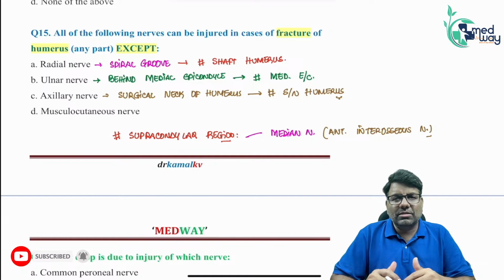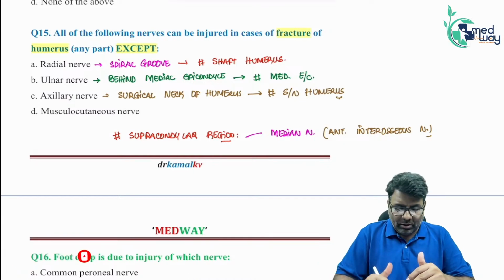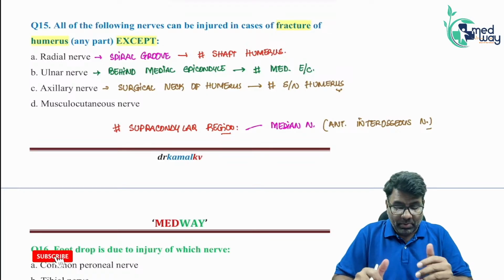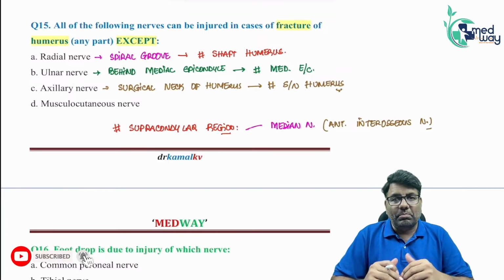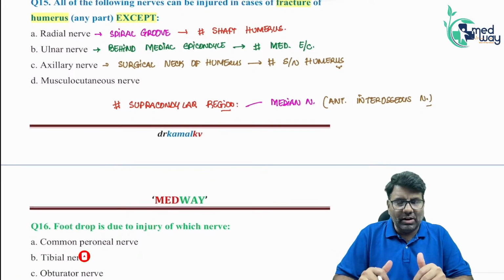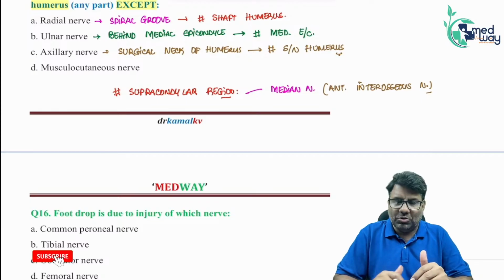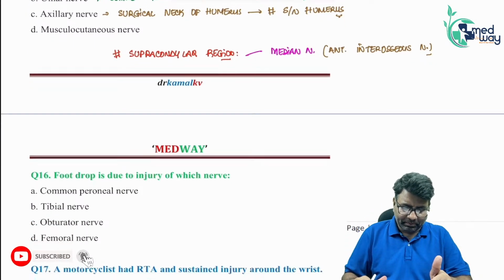So as far as the humerus is concerned, these are the few nerves which are at risk of being injured, and therefore you will see there are plenty of questions from this segment. So one should be very well versed with all these concepts, and you will get at least one question from this segment.